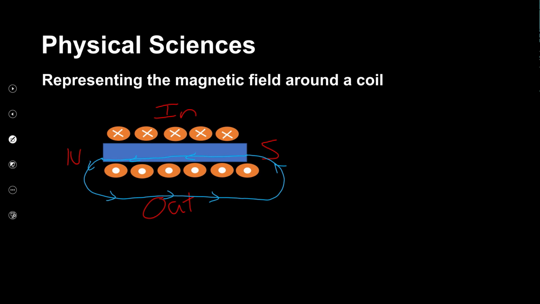On this side, we would find that the field lines do exactly the same thing. They run away from the North Pole, they run towards the South Pole, and we've got a complete loop.